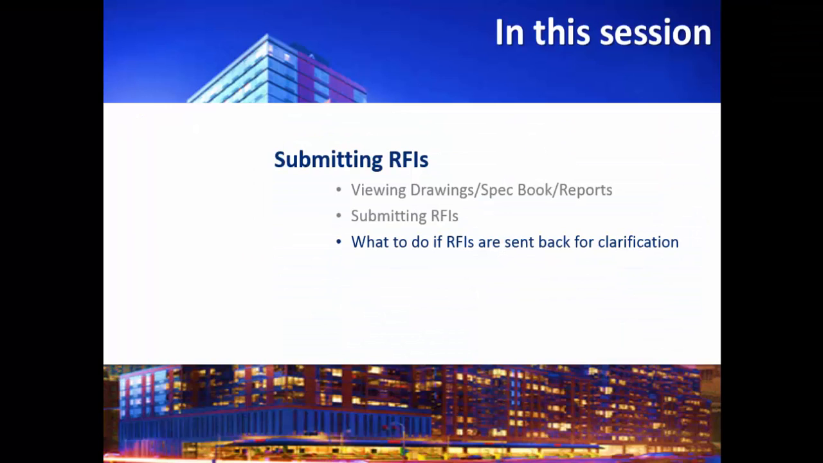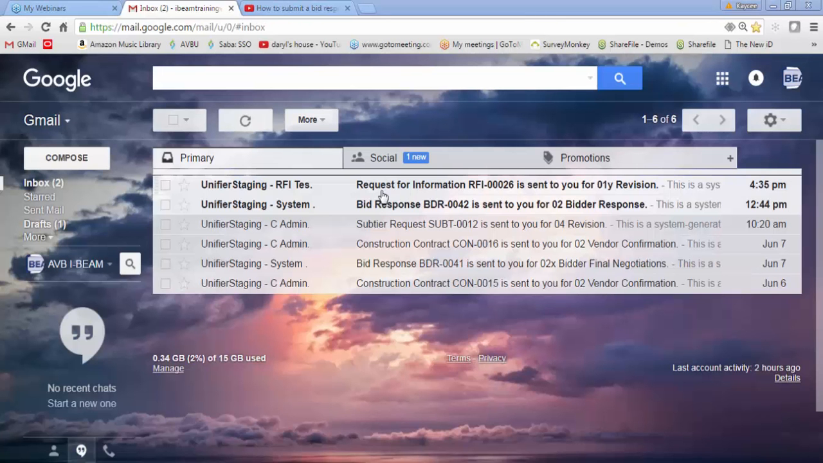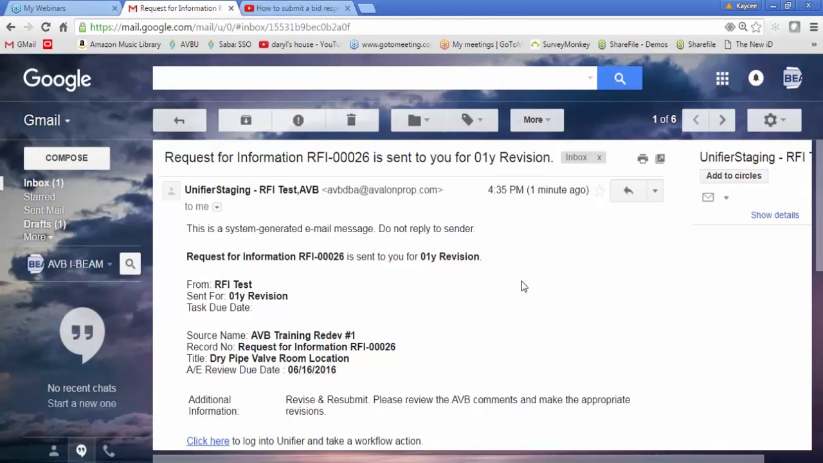So now you've submitted your RFI, but what do you do if the RFI is sent back to you for clarification? When the RFI is sent back to you, it creates a task within the system and you're notified by email. The email will say Request for Information is sent to you for revision. When you click into that email, you'll find some basic information as well as an additional link where you can click to log directly into Unifier, go right into the record at hand, and make any changes.